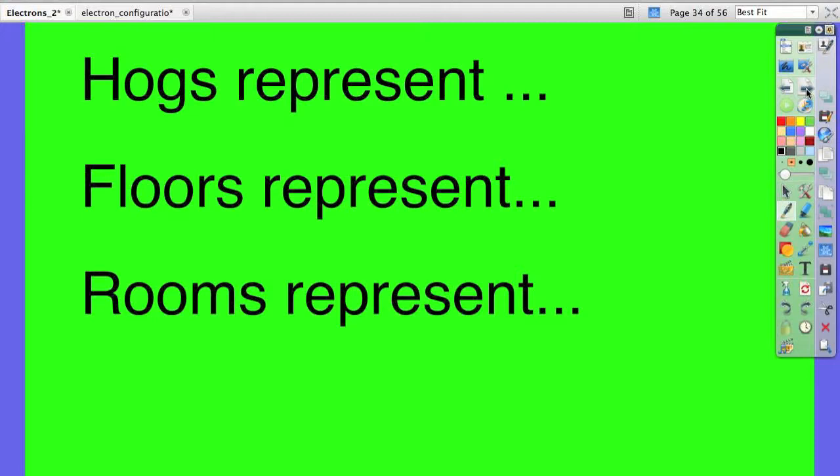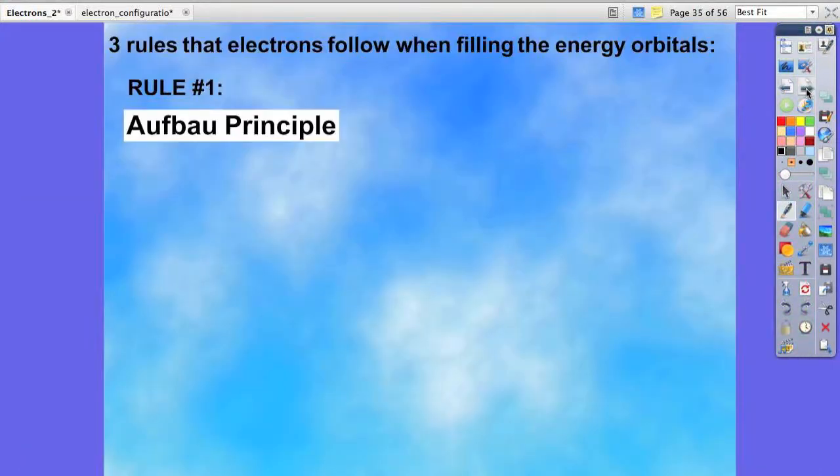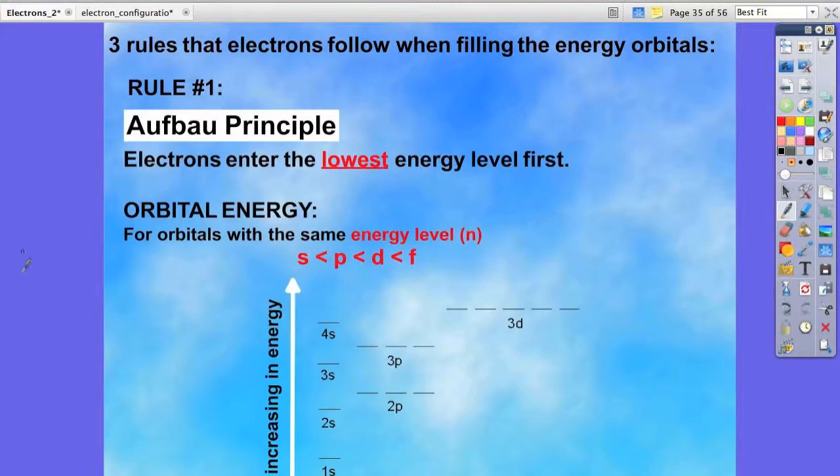What do the hogs represent, what do the floors represent, and what do the rooms represent? So for rule number 1 of the hogs, let's go back to C13. Hogs are lazy. So it means that the Aufbau principle says that electrons are going to enter the lowest energy level first.